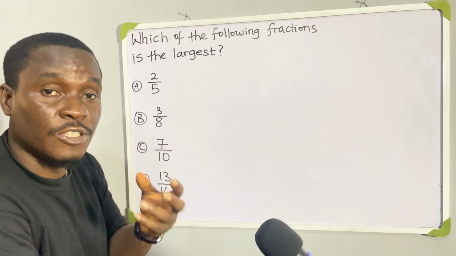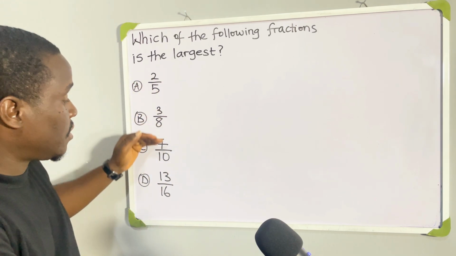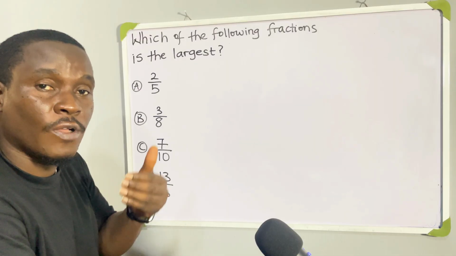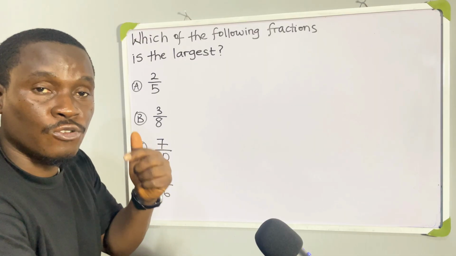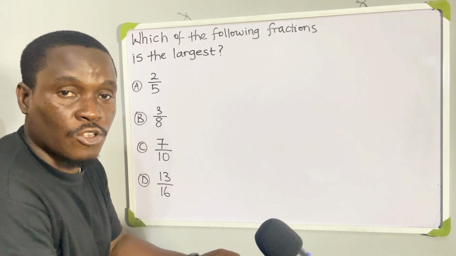What we are going to do in this video is find the lowest common denominator of these four denominators. When we get the lowest common denominator, then we are going to use that to find which of the fractions is the largest. First, let's find the lowest common denominator.